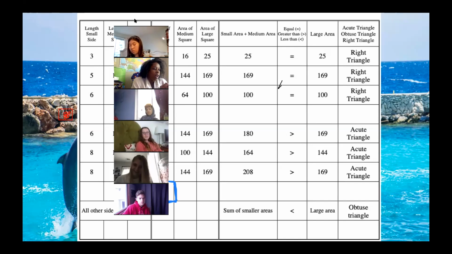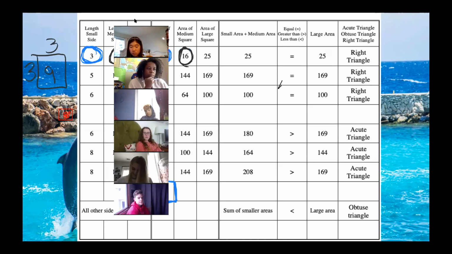So if we had a small square and the side length was 3, that means the square area would be 9, because 3 squared is 9. So if the side length is 3, then the area of that square is 9. I'll draw a picture on the side just so you know what I'm talking about. If I have a square and the side length is 3, 3 times 3 gives you the area of 9. That's where I got those numbers from. Then if I had a square with a side length of 4, then the area would give me 16.